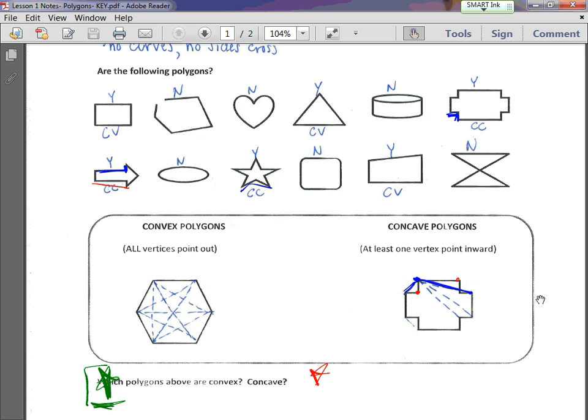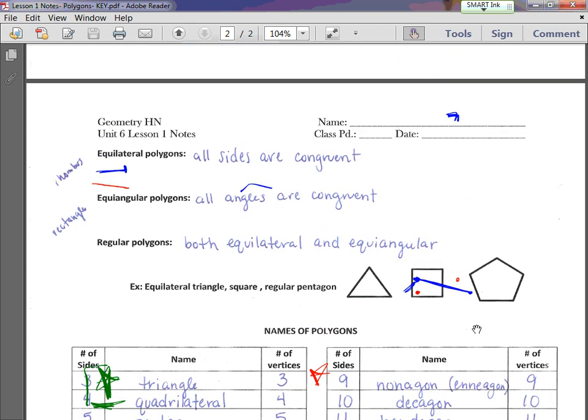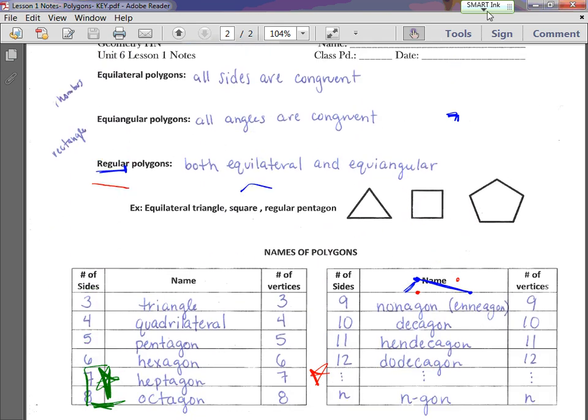Nothing earth-shattering here. But on the back side, I think, is more fun because we have some fun names that come with it. So again, the top is pretty much review. Equilateral versus equiangular. Equilateral, all the sides are congruent. Equiangular, all the angles are congruent.